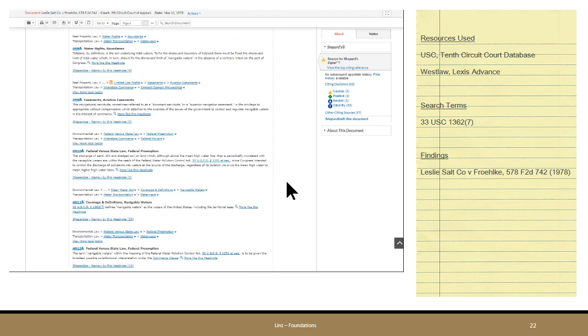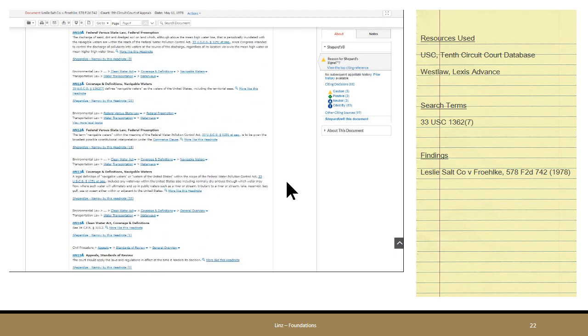There are a whole bunch of different topics that are addressed within this case. The one we might be most interested in, though, would be this one, Coverage and Definitions, Navigable Waters. So this is head note 13. If we clicked on this little arrow, it would take us to the point in the case where the editor drew out this point of law for this head note. And this is what it would say: legal definition, navigable waters, etc. includes any waterway within the United States, including normally dry arroyos through which water may flow, where such water will ultimately end up in the public waterway.